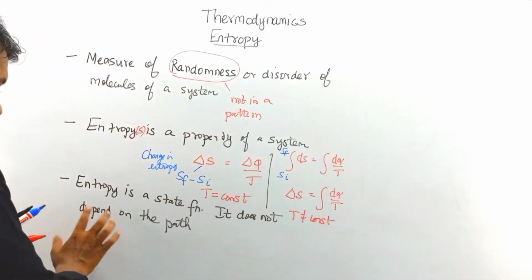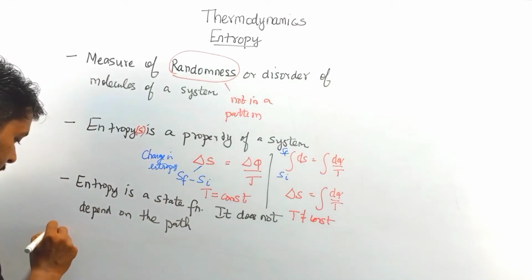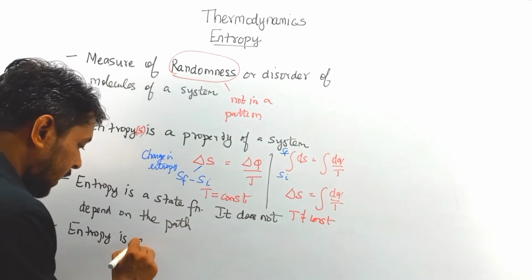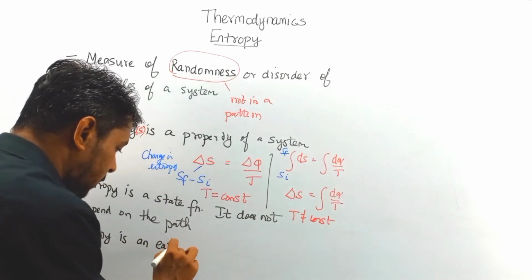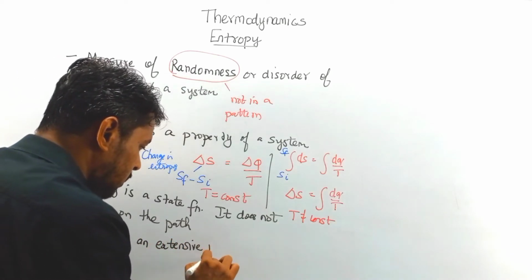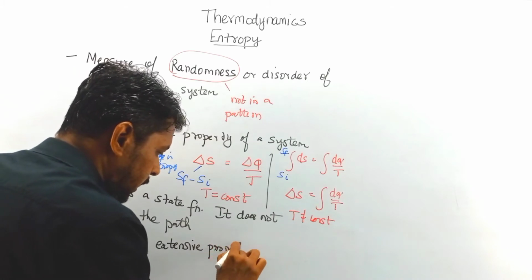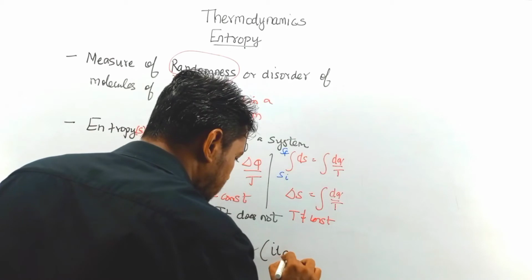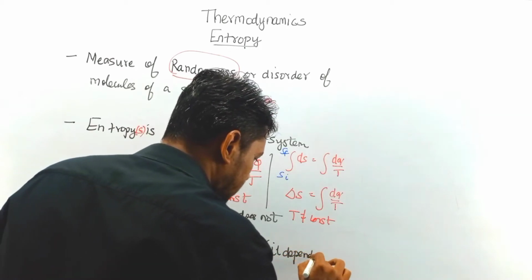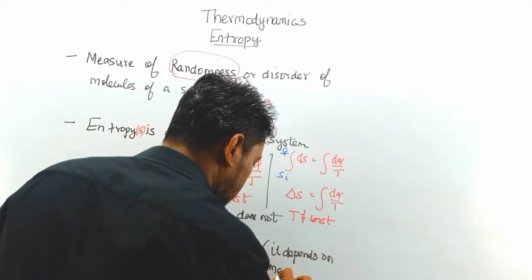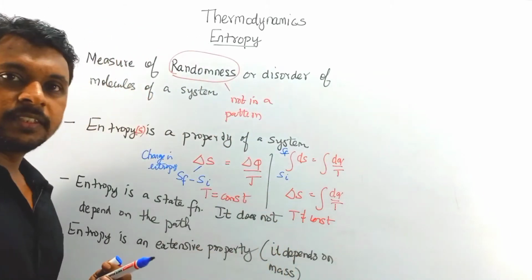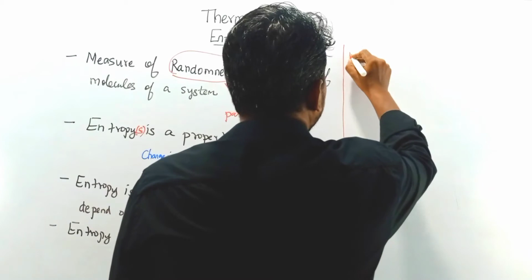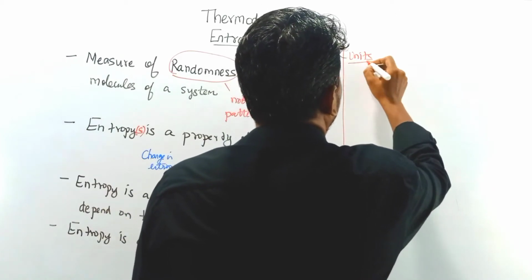Okay, so another point to be added, this entropy is an extensive property, that is, it depends on mass. Okay, it's an extensive property. So now we'll see what is the unit of entropy.